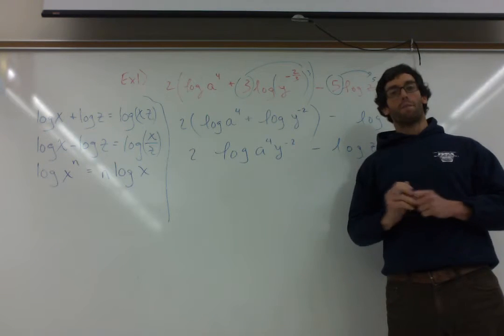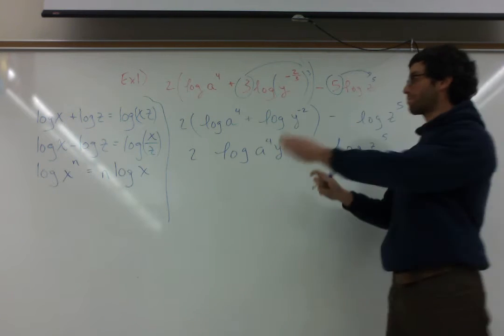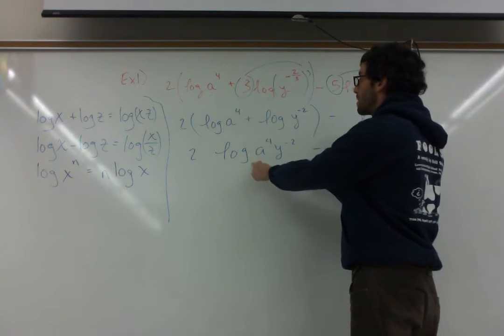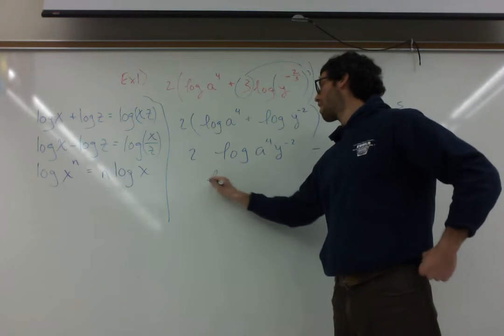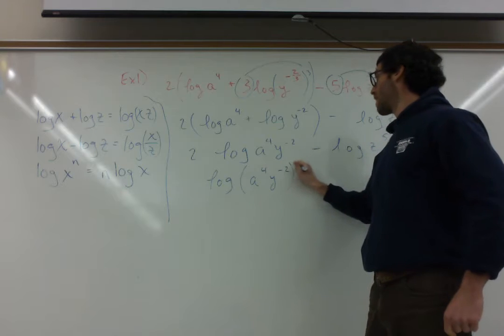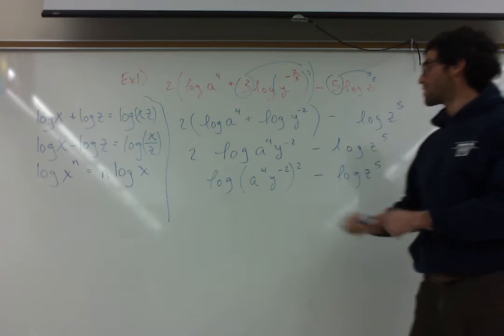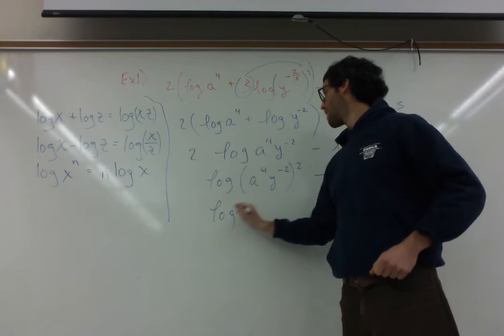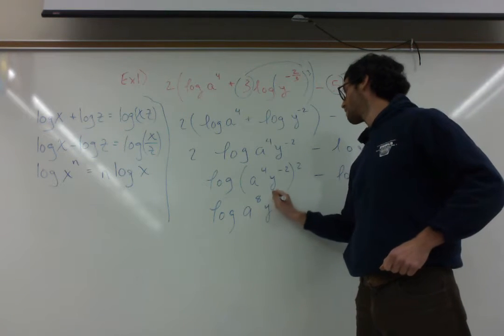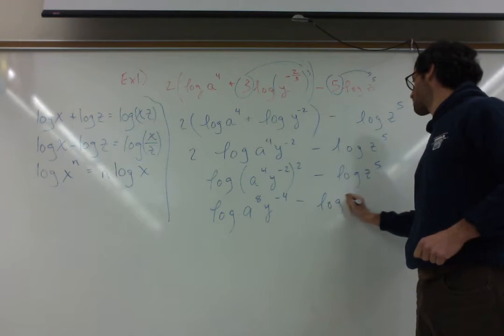Next step, I'm going to bring this coefficient, because it's 2 times this, I'm going to raise the entire argument to that power now. So we have log a to the 4th y to the negative 2nd to the 2nd minus log z to the 5th. And this becomes log a to the 8th y to the negative 4th minus log z to the fifth.